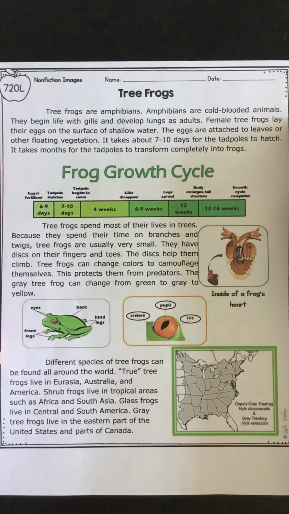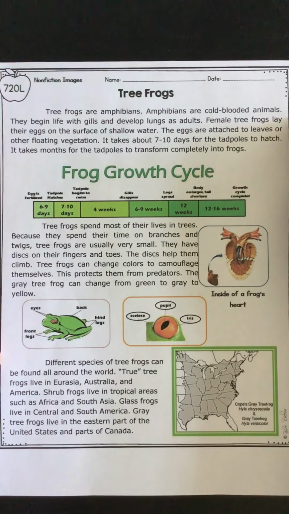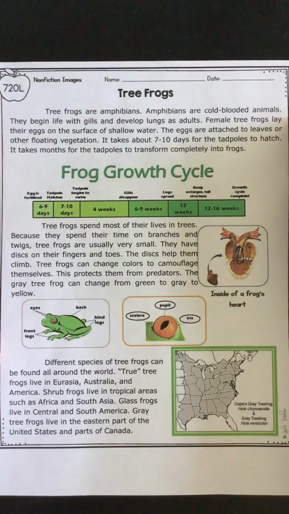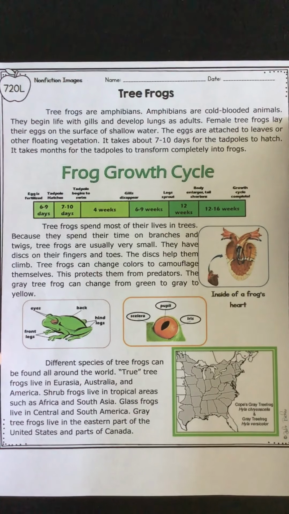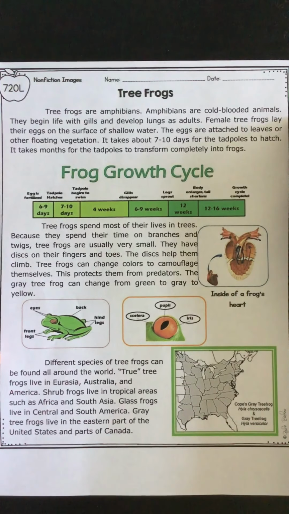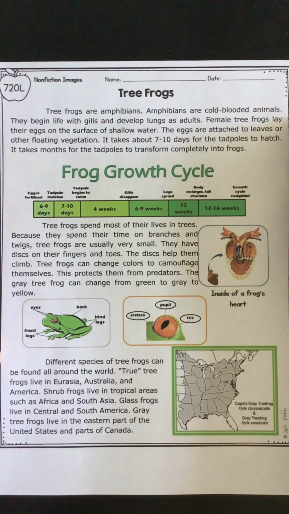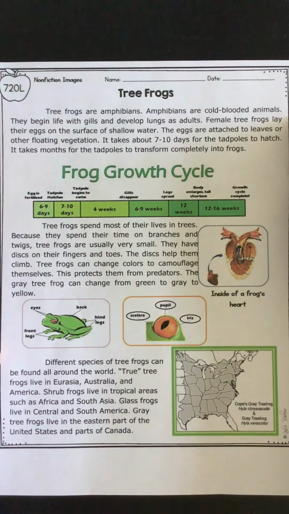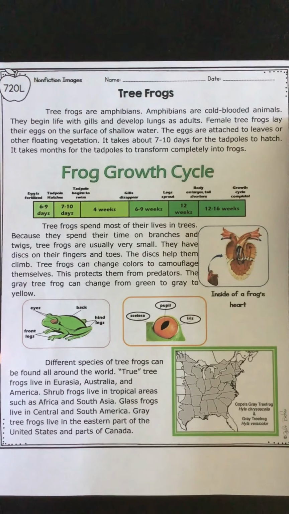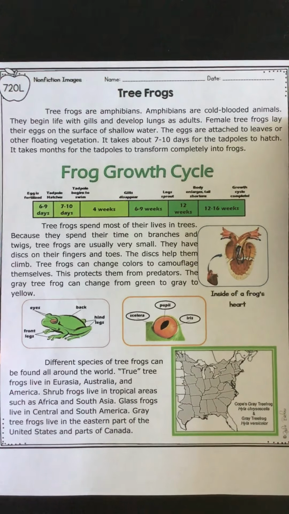Tree frogs spend most of their lives in trees. Because they spend their time on branches and twigs, tree frogs are usually very small. They have discs on their fingers and toes. The discs help them climb. Tree frogs can change colors to camouflage themselves. This protects them from predators. The gray tree frog can change from green to gray to yellow. Wow, that paragraph had so much great information about tree frogs.